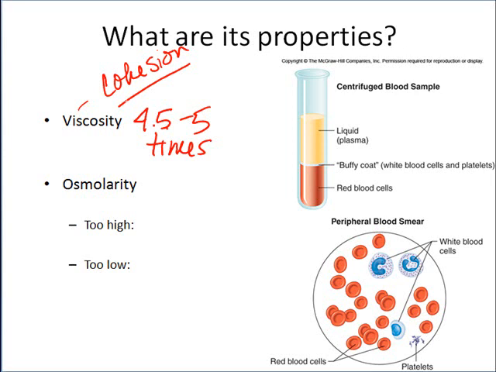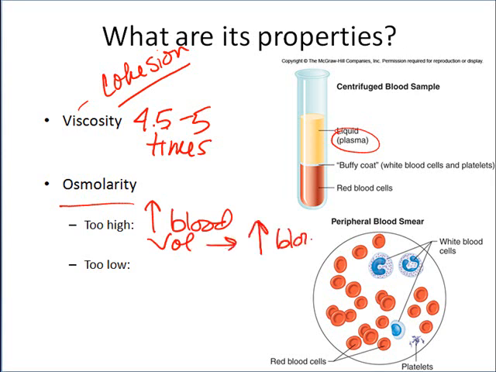Another property of blood is its osmolarity. And osmolarity basically is a measure of how many dissolved particles are present in the liquid portion of the blood, which is called the plasma of the blood. Now, if the osmolarity becomes too high, then some interesting things can happen. In other words, if we have too many particles dissolved in the blood, then that draws even more water into the blood, and that increases blood volume, which leads to an increase in blood pressure.